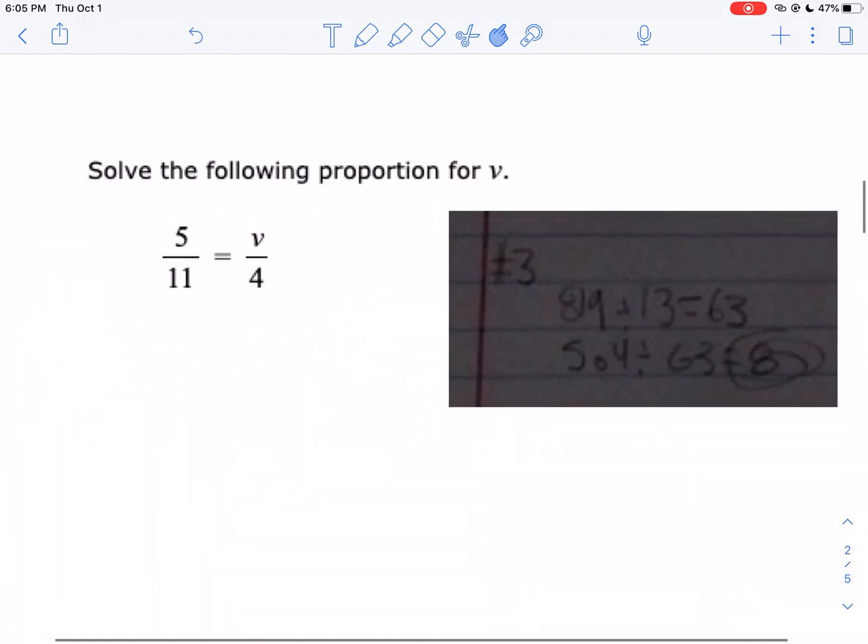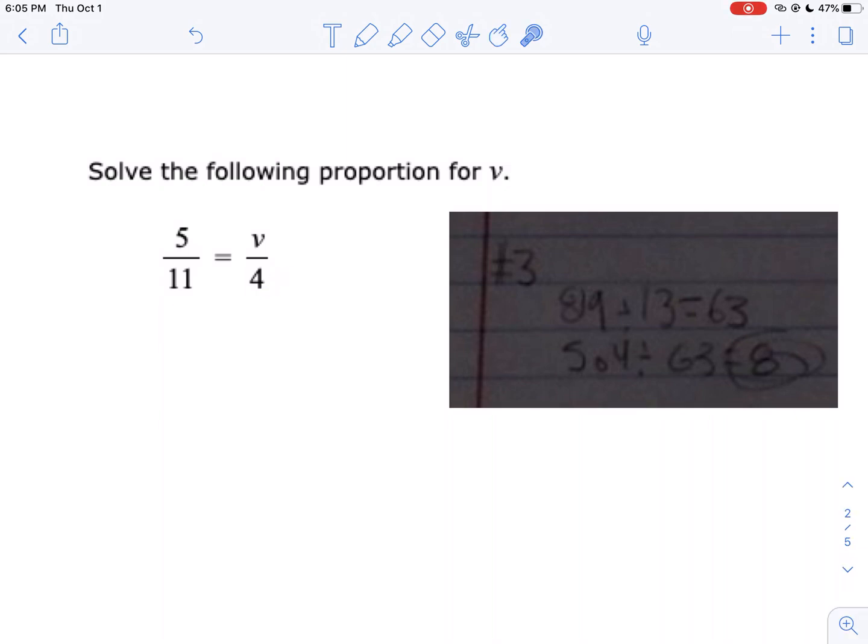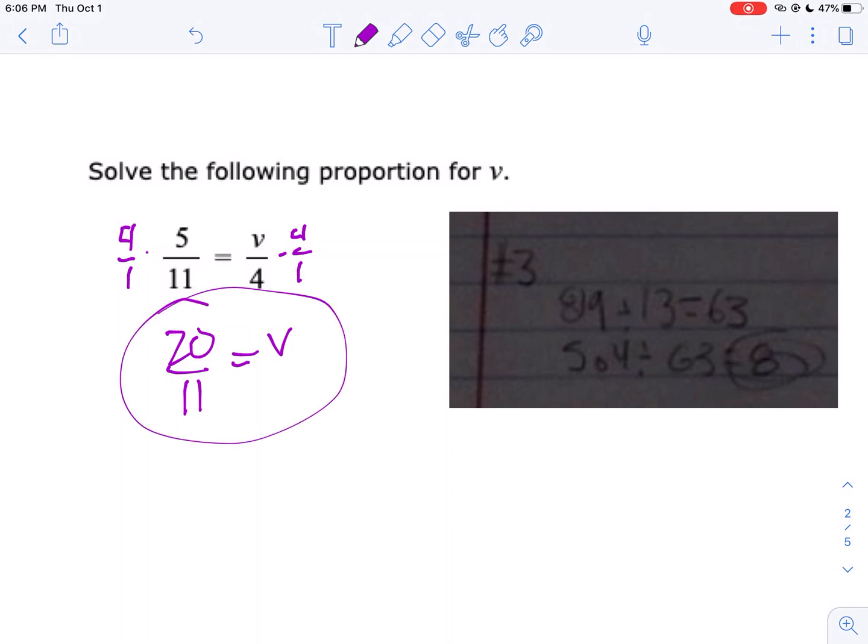Let's take a look at another one. This is kind of the same way. You can't multiply 4 by a whole number to give you 11. So we're just going to multiply both sides by 4. 4 over 1. And once again, 4 and 11 don't reduce, so 5 times 4 is 20 over 11 equals V. Write that as your answer. Don't do any mixed number stuff because that's just a place you can make another mistake. 20 over 11 is reduced, and that's what we want to do as we move into more advanced math.